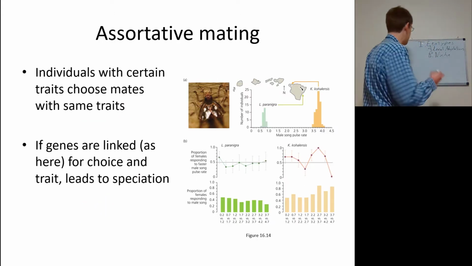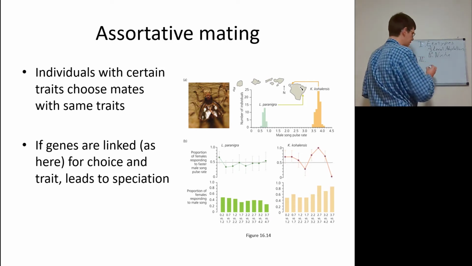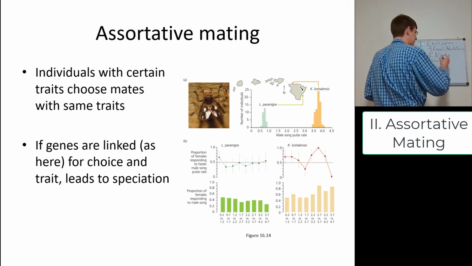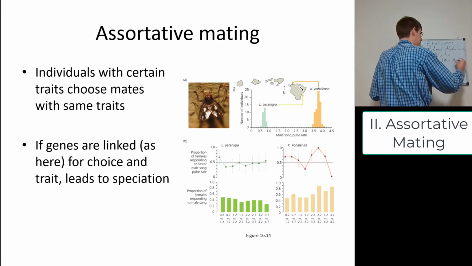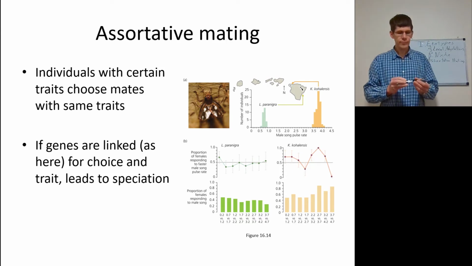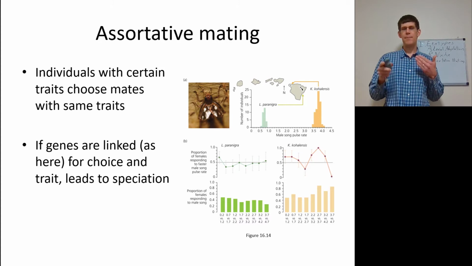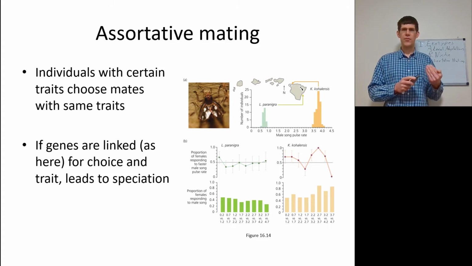Assortative mating is another way that you can get isolation, and you can end up getting more divergence. Assortative mating can mean these different mating types become different species. So here's an example of crickets. These are Hawaiian crickets, and you can see that they have a different male song pulse rate. So how often do the chirps pulse? We have two different species, and they have very different pulse rates.